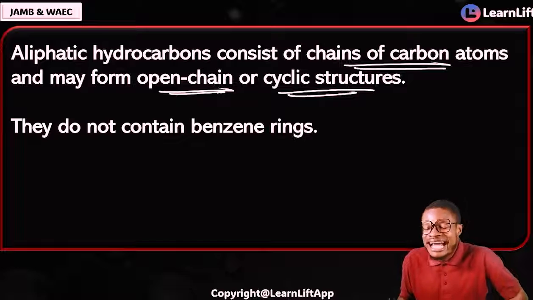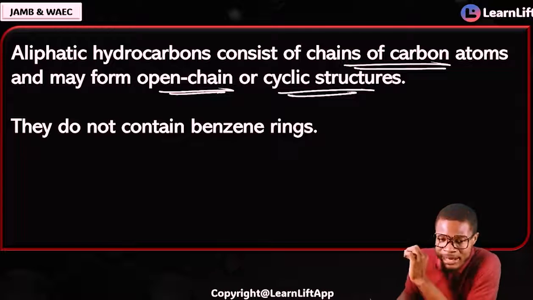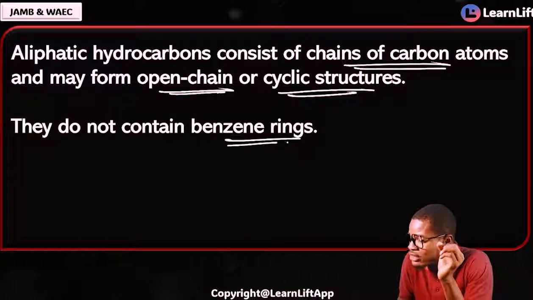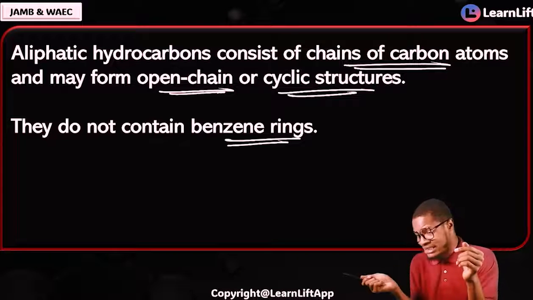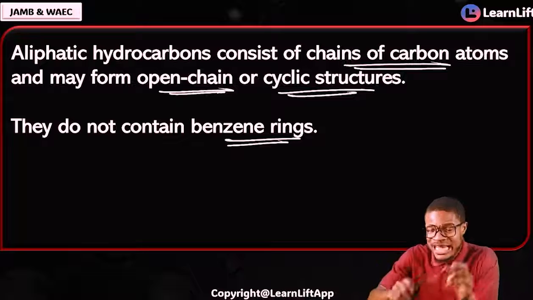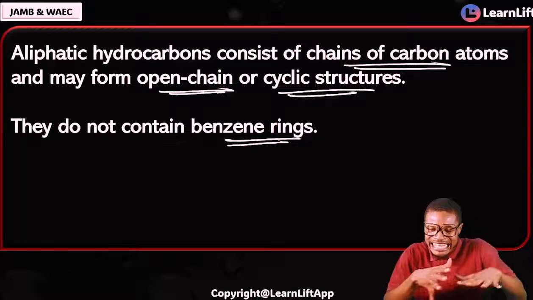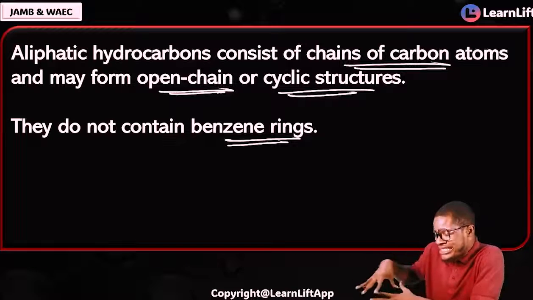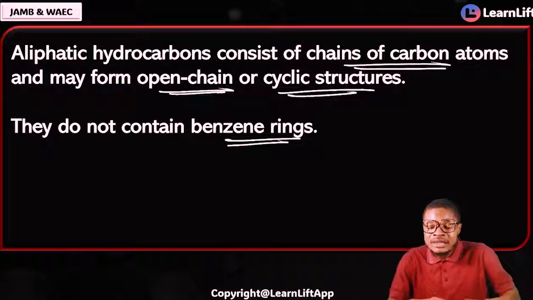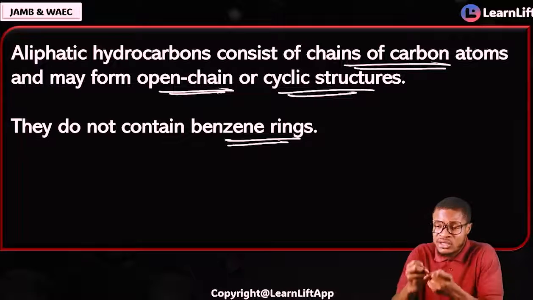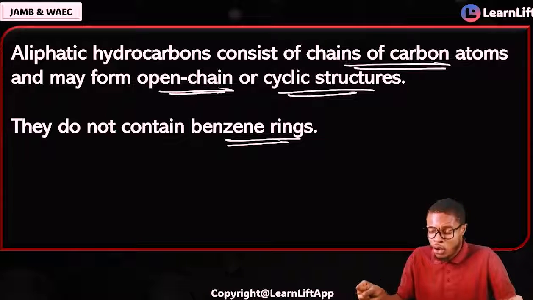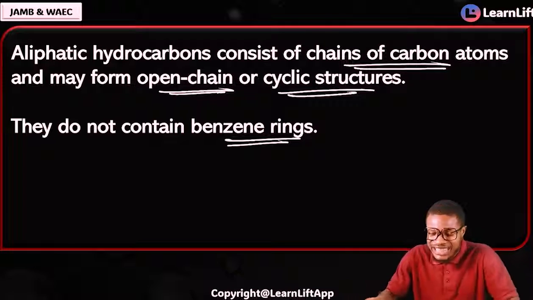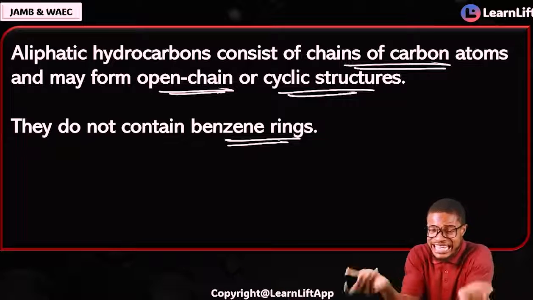Please don't forget this, that aliphatic hydrocarbons do not contain a benzene ring. So anything that contains a benzene ring is already aromatic. Hydrocarbons are divided into two, right? Aliphatic and aromatic. Aliphatic hydrocarbons contain what? Chains of carbon atoms. And those chains of carbon atoms may either form open chains or cyclic, which are the closed chains. Either the chains are open or they are closed. If they are closed, that's cyclic.